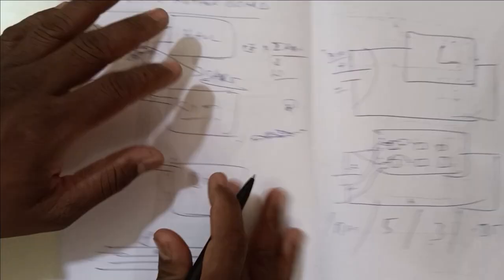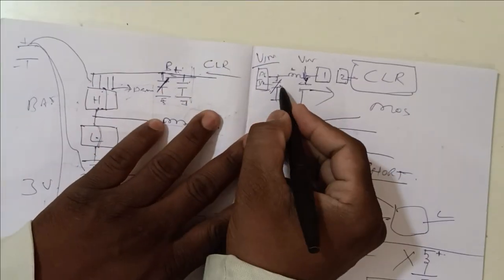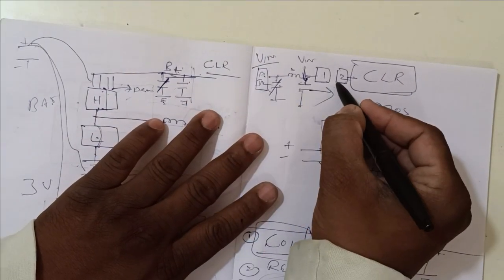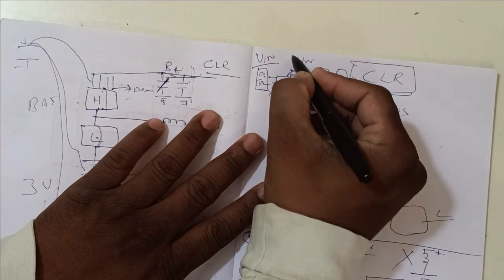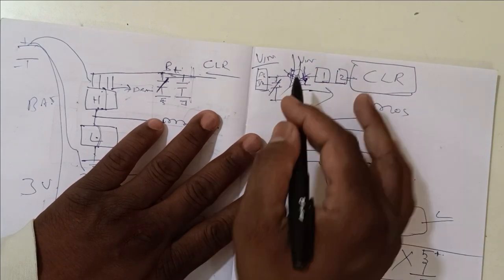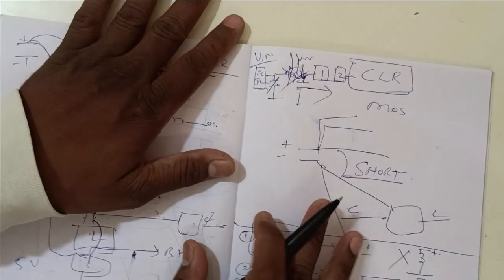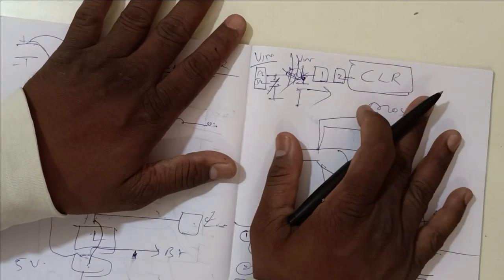Okay. Like this, in the circuit, if the V in section has a short, if you open the CLR, then your connectivity will cut. Yes, sir. So this complete motherboard section will be open. Understood my point? Yeah, understood.